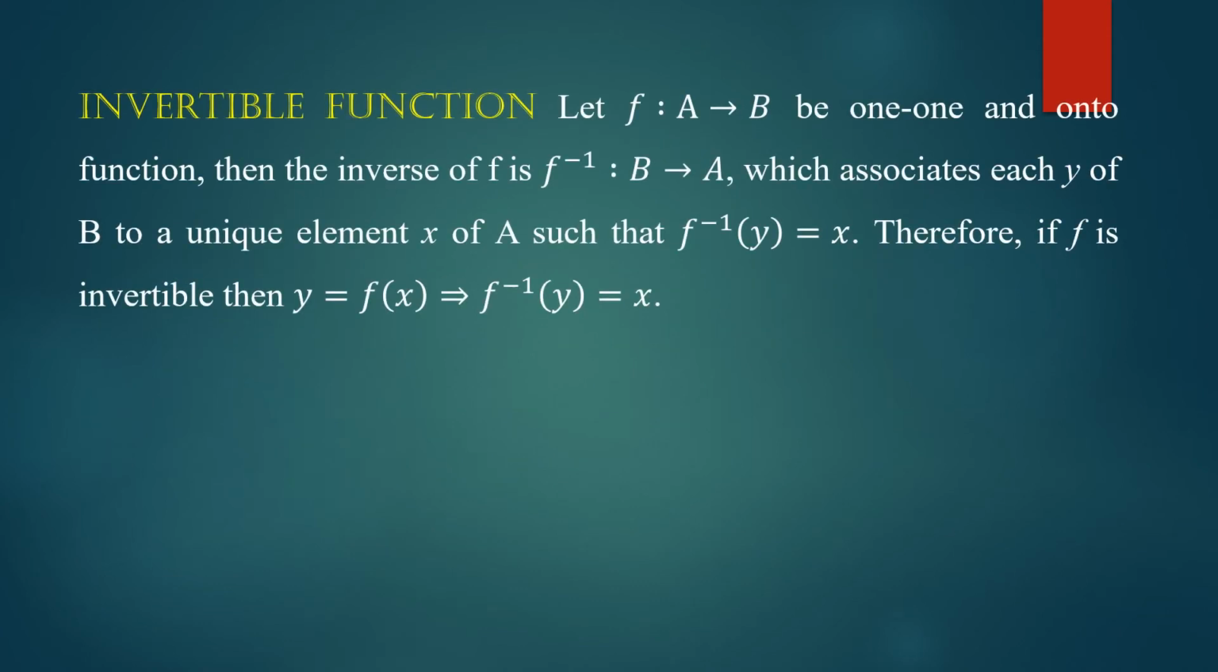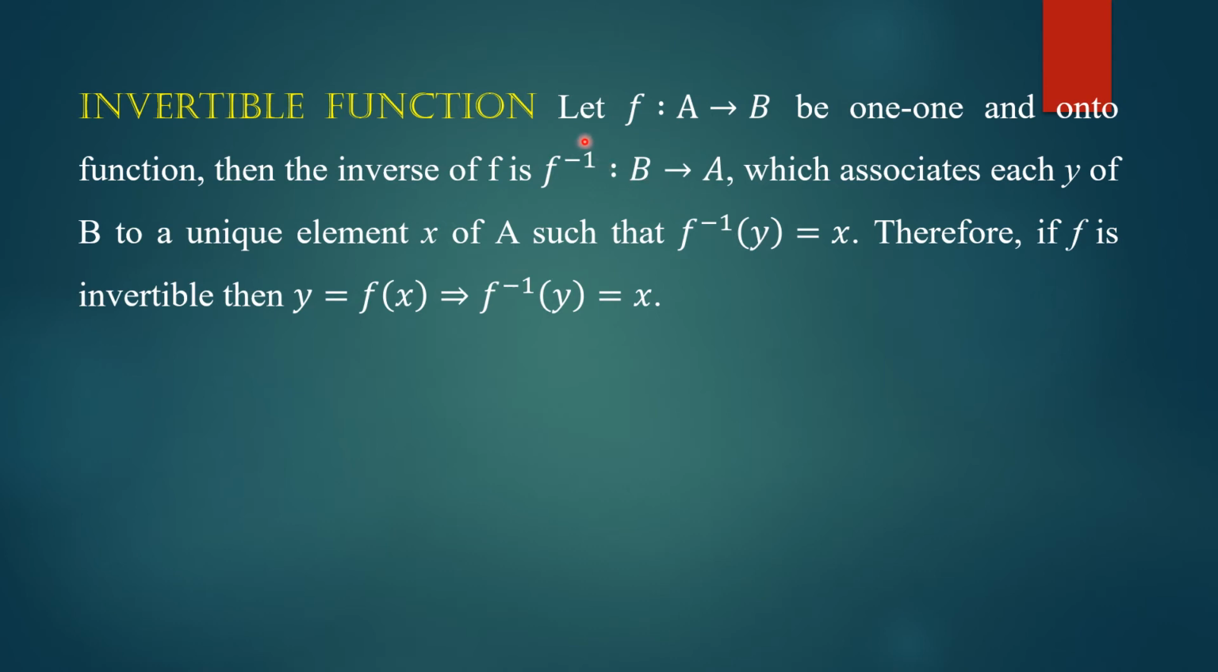Now you see invertible function. This is the most important topic of the chapter. Invertible means inverse of a function. You see here the definition first. Let f be a function from A to B, and the inverse of a function is just the change of direction of the function. f is a function from A to B, and the inverse is a function from B to A. Inverse is a function, it is from B to A. Just the change of direction.